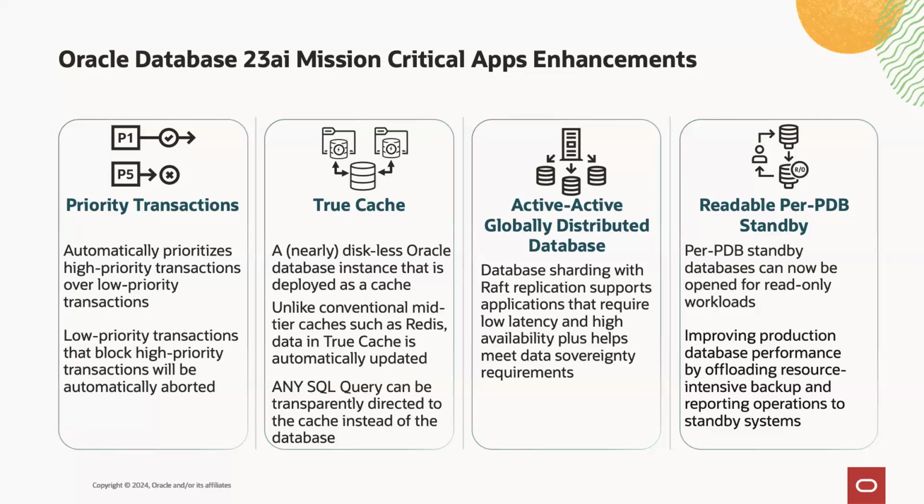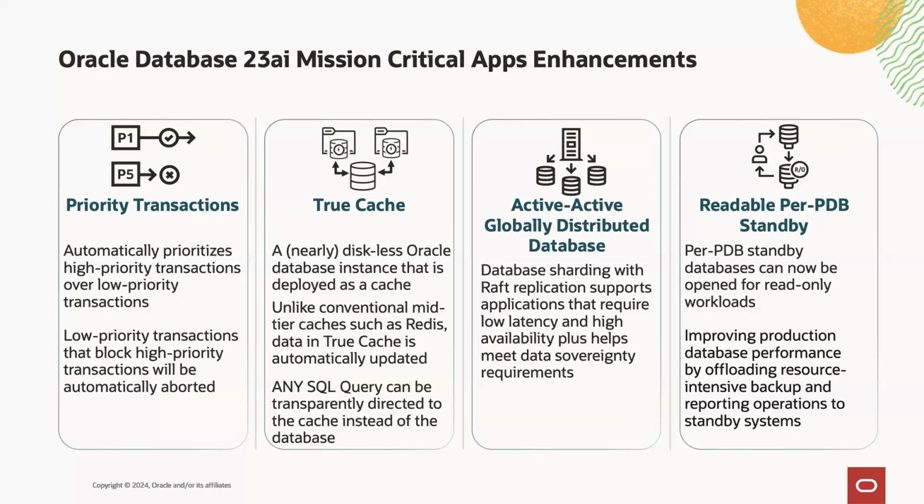The second feature which I would like to talk about is called True Cache. True Cache is something in mid-tier, comparable to things like Redis. With the True Cache feature, a diskless Oracle database instance can be created and deployed as a cache. So rather than deploying mid-tier caches like Redis, you can simply use your True Cache capability, which is mid-tier. Any SQL query can be directly transferred to your cache instead of the database. This is a great feature: if you're leveraging any mid-tier caches, that can be completely avoided and you can take advantage of True Cache.